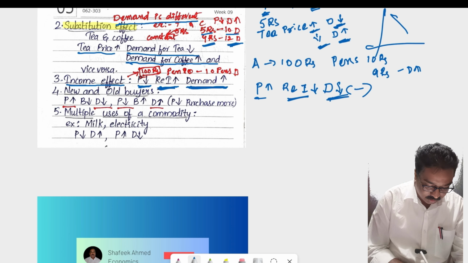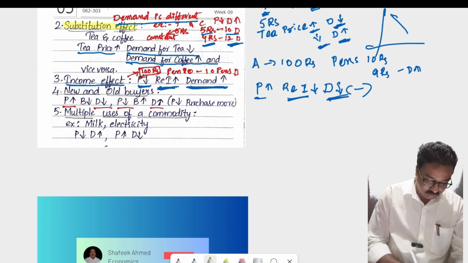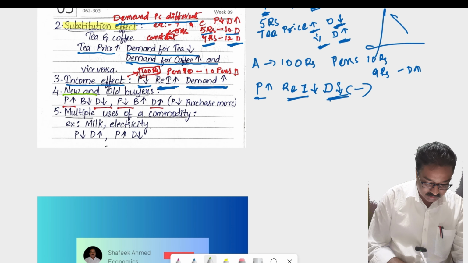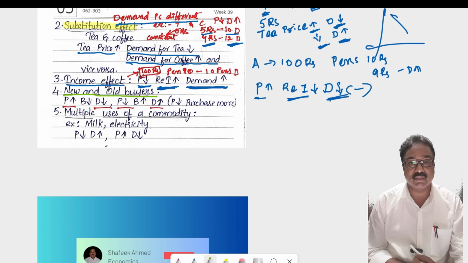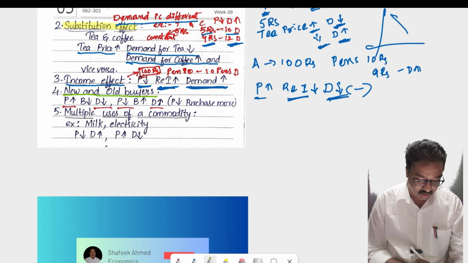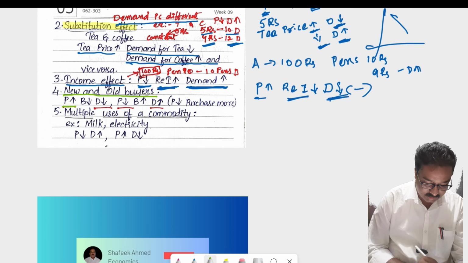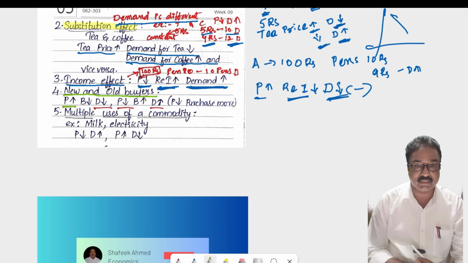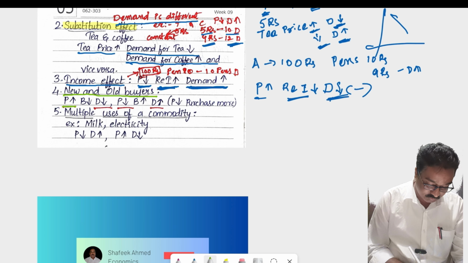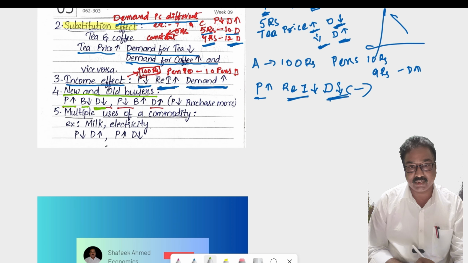And the third one, new and old buyers. This is also one important reason for the downward sloping of the demand curve. For example, if any commodity's price increases, the buyers also decrease. When the buyers decrease, the demand for goods also decreases.